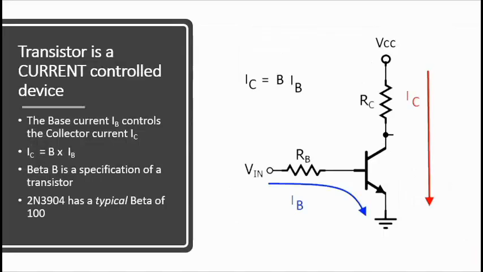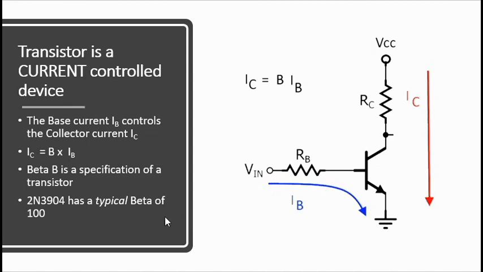So interestingly, a transistor is a current control device. The base current, IB, controls the collector current. So we have a base current flowing in from the base to the emitter, and that's going to control our collector current that goes from the collector to the emitter. So there's a relationship. It's called beta. Beta is the specification of a transistor. And what happens is the collector current is equal to beta times the base current. So when we put a little bit of base current in, we're going to control a lot of collector current out.